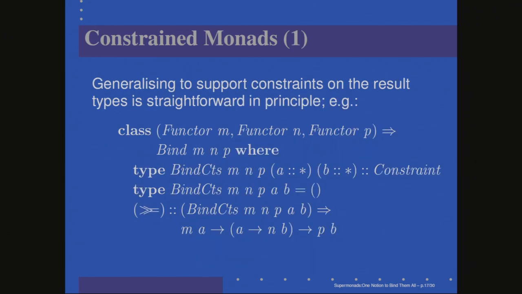So I said what I showed you wasn't enough to capture constrained monads. So what do we do if we want to have constrained monads? Well, we can do the obvious thing. I said the constraints should be on the result types, the a's and the b's. So all you have to do really is to add the a's and the b's to the Bind constraint, and then you can express constrained monads. So that seems good. So why don't we just do that then?